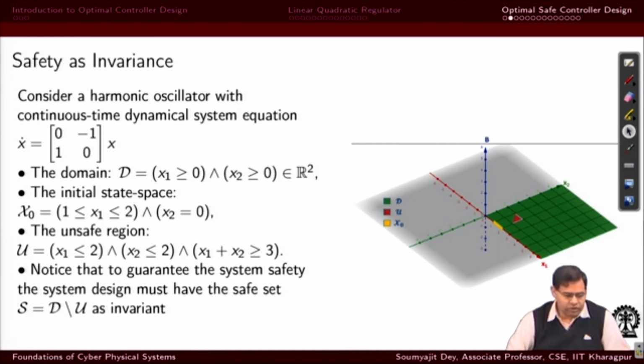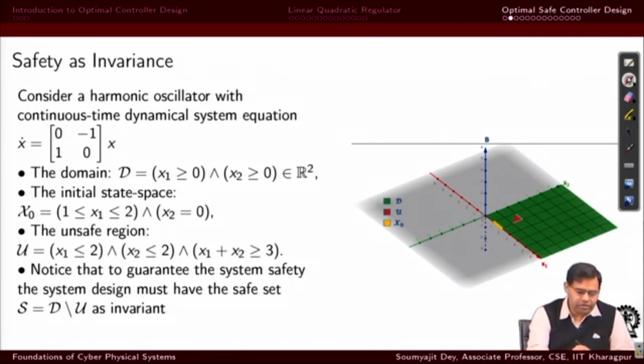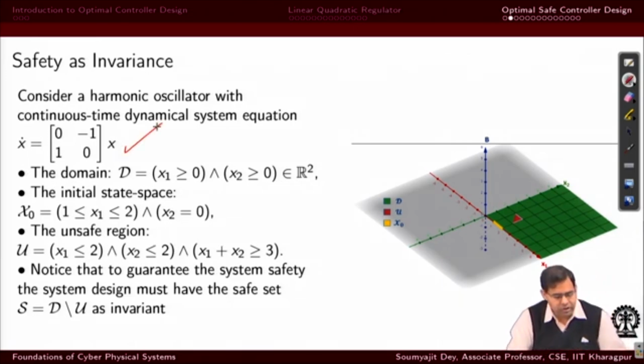So, we will use this simple example of a harmonic oscillator whose parameters are given like this. This is the equation of the harmonic oscillator in a continuous dynamical system form. Again, we are doing the analysis here in continuous time, but similarly we can also do it in the discrete space. And this is the overall domain in the two dimensional space.